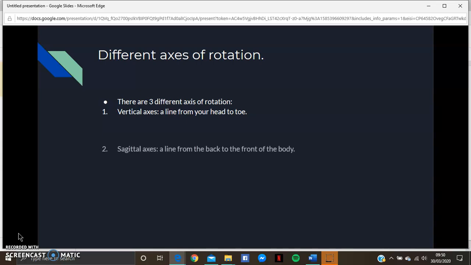Secondly, there's a sagittal axis. This is a line that runs from the front of your body to the back of it. Finally, there's a transverse axis, and this would be a line through the body from the left to the right.